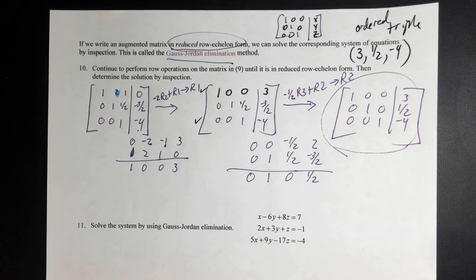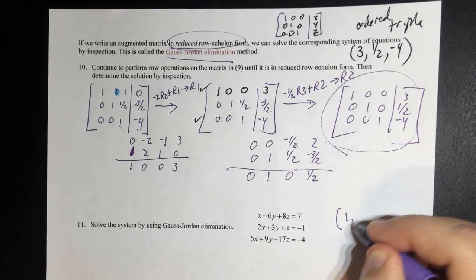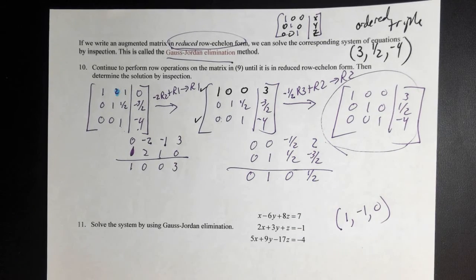So you can try 11 on your own. Your goal is to get 1, -1, 0. And the steps are on the notes solution piece.